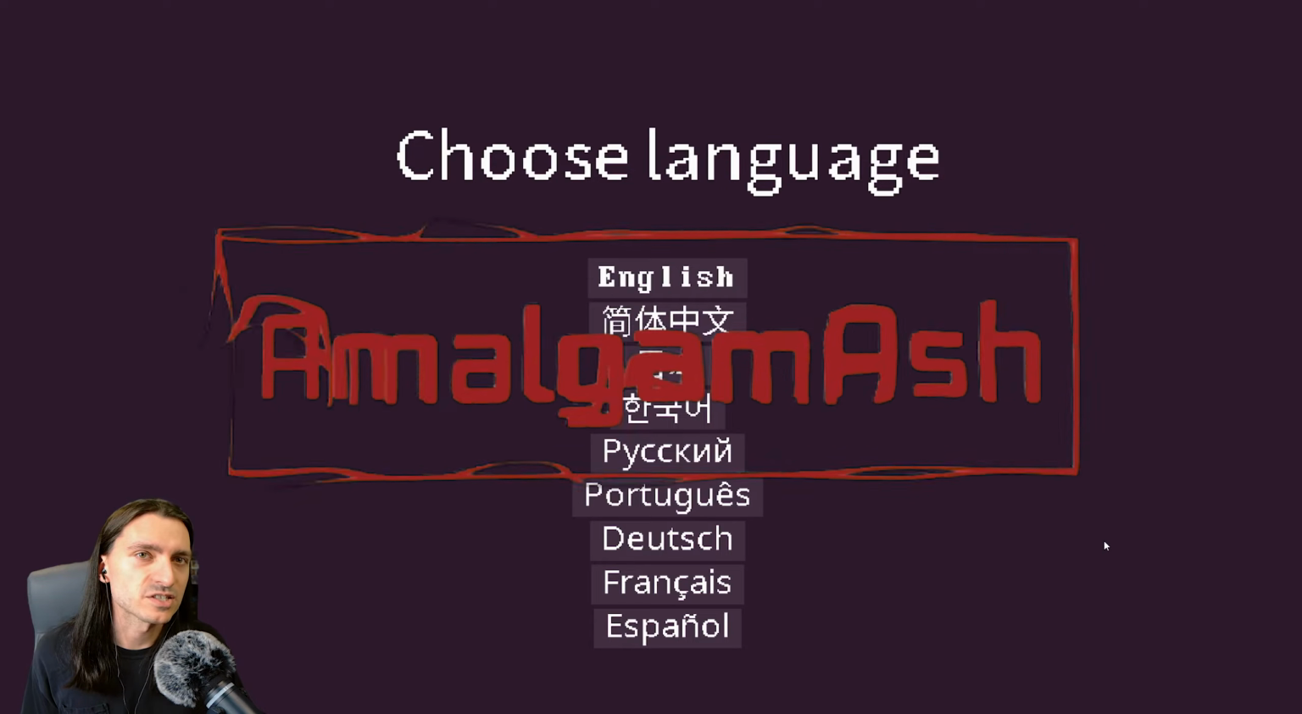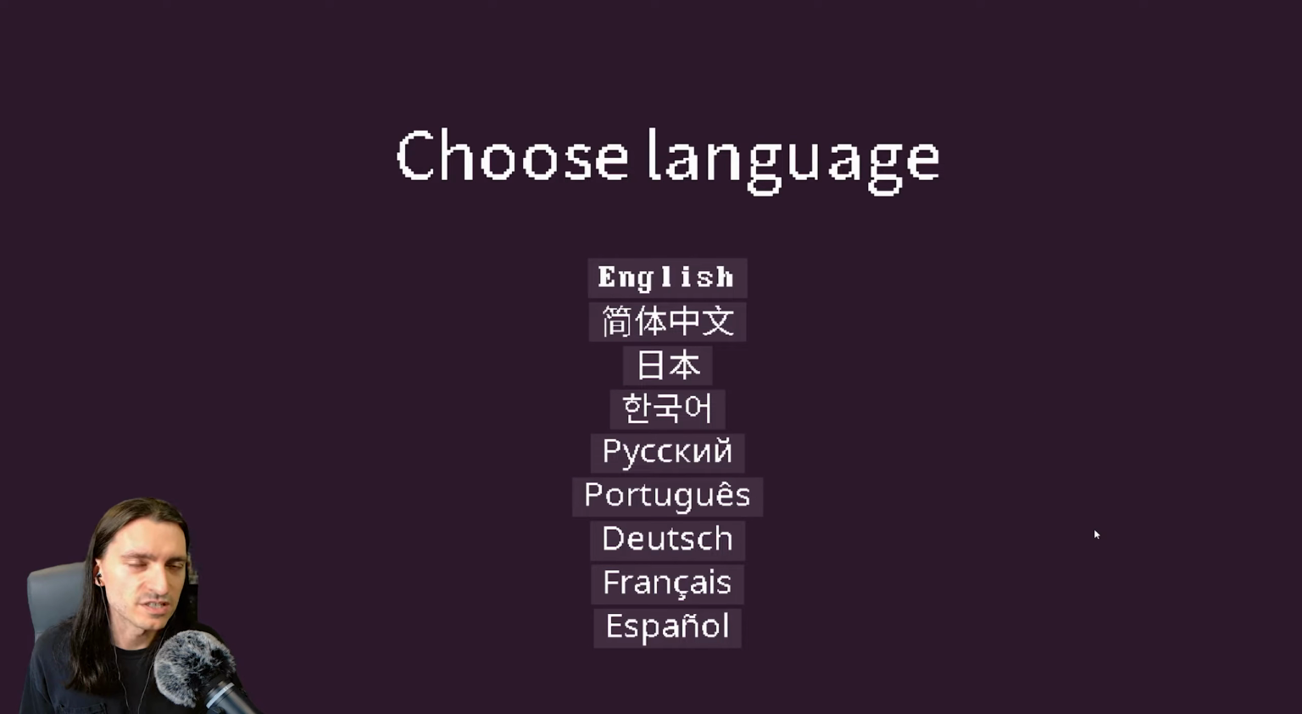I am Amalgamash, and this is SpritePile, which is a paid tool that allows you to build layer by layer a 3D model in a retro sort of voxel style. We're going to go through and tour this tool, which I've had for quite a while now.